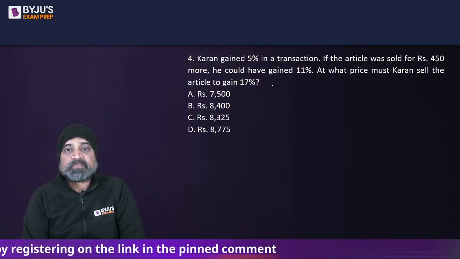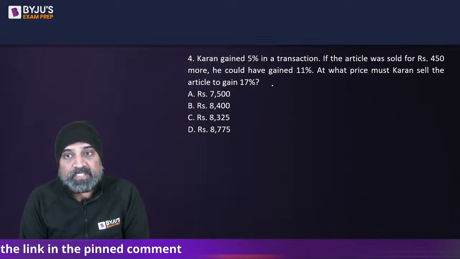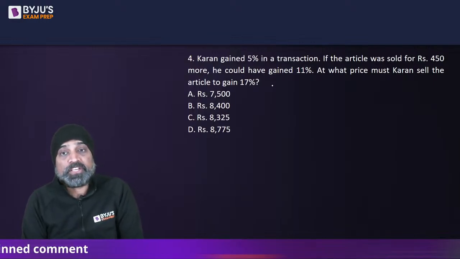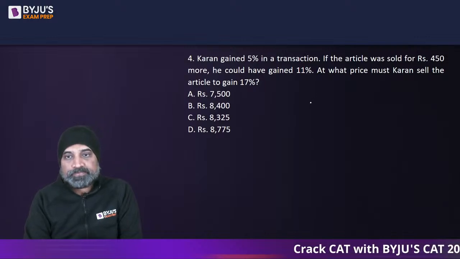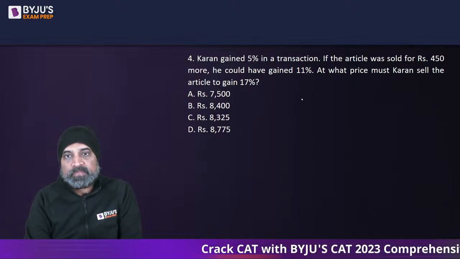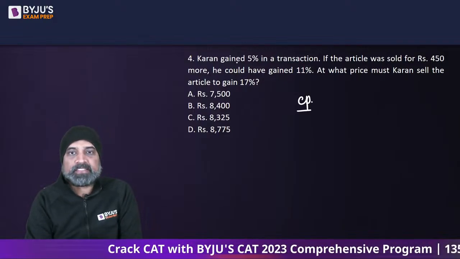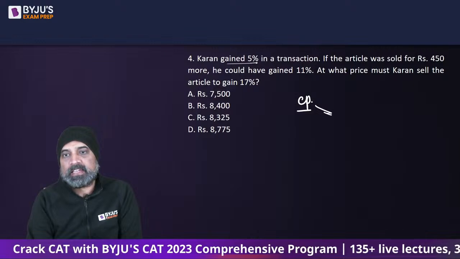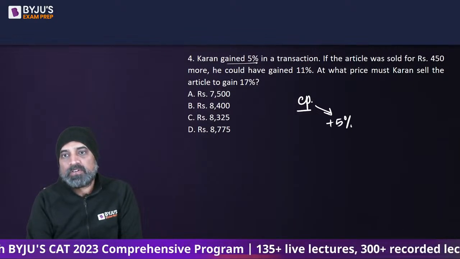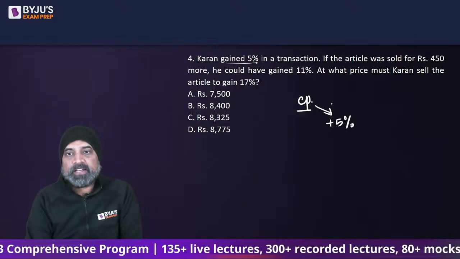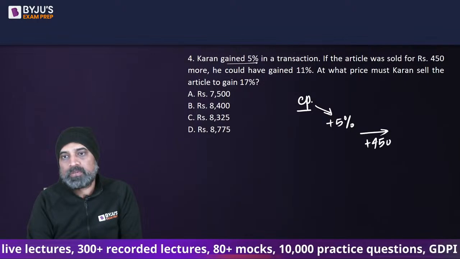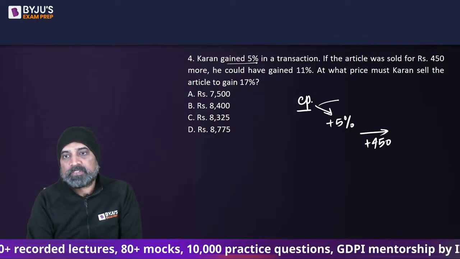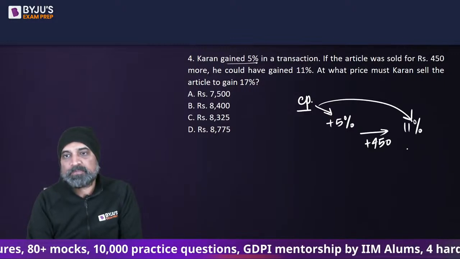The next one. Karan gained 5% in a transaction. If the article was sold for rupees 450 more, he could have gained 11%. At what price must Karan sell the article to gain 17%? So, there is some cost price, right? It says he gained. Gained means there is an increase of 5%, right? And if it was sold for 450 more, he would have gained 11%. So instead of 5%, he would have gained 11%.